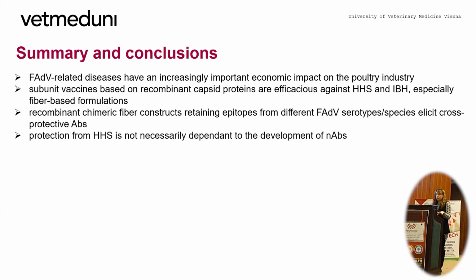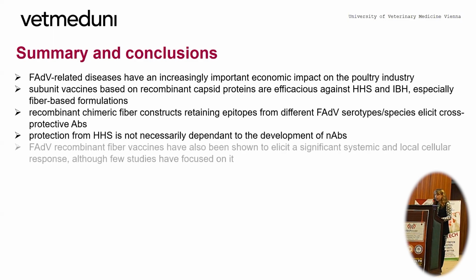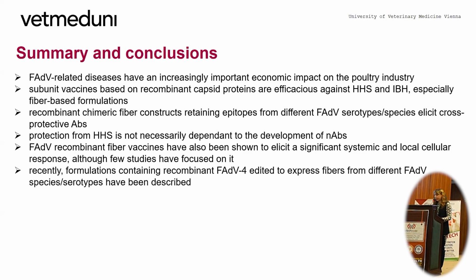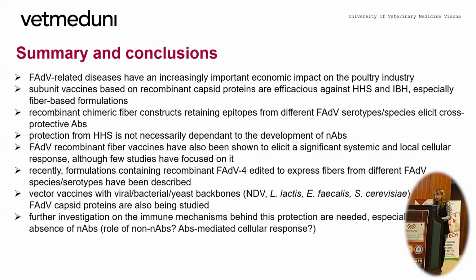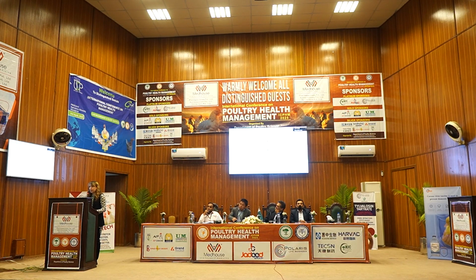We saw in many cases protection from HHS is not necessarily linked to the development of neutralizing antibodies. And recombinant fiber vaccines have also been shown to elicit significant systemic and local cellular response, although few studies so far have focused on it. Recently, formulations containing recombinant FAdV4 edited to express fibers from different species and serotypes have been described, and vector vaccines with viral, bacterial or yeast backbones expressing capsid proteins have also been studied. Further investigation of the immune mechanisms behind this protection is needed, especially when we don't have neutralizing antibodies.